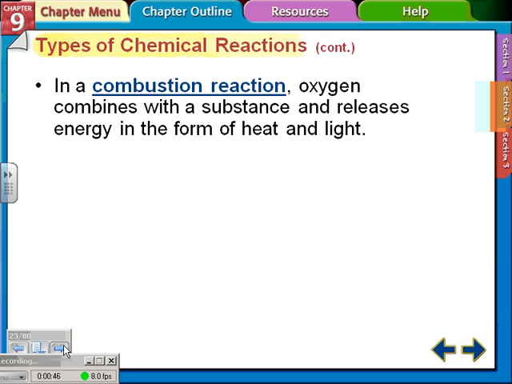Second type of reaction is called a combustion reaction. This is where something reacts with oxygen, combusts, and releases a lot of light and heat. Usually the products are water and carbon dioxide, especially if you're combusting a hydrocarbon, which is really common. In fact, if you burn propane at home when you're barbecuing, propane is a hydrocarbon. The byproducts of that combustion reaction are carbon dioxide and water.